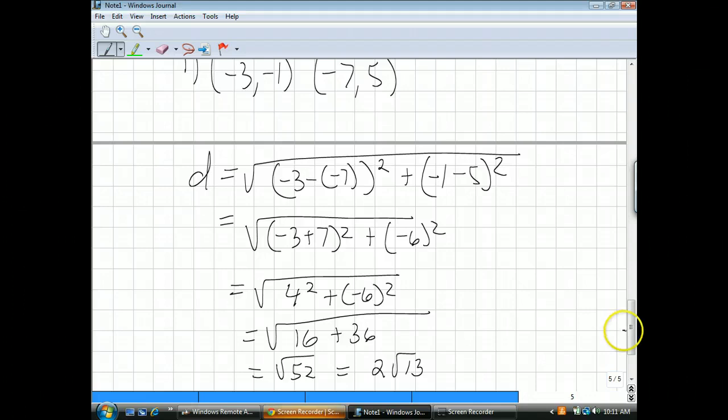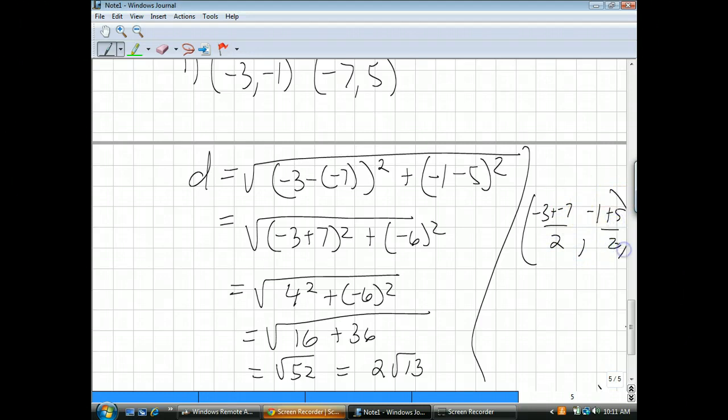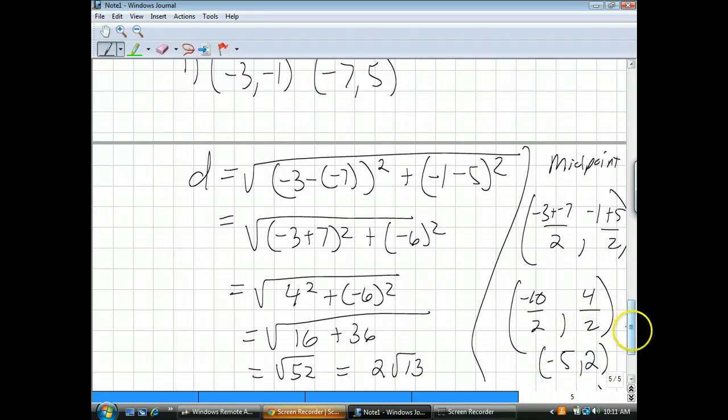Now let's find the midpoint. Okay, so I'll just do it right here. So the midpoint is the average of the x's, so -3 plus -7 over 2, and the average of the y's. Okay, so -10 over 2 and 4 over 2. So -5 and 2 would be the midpoint.